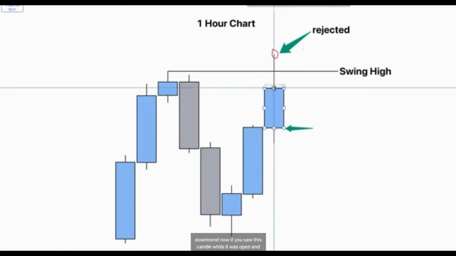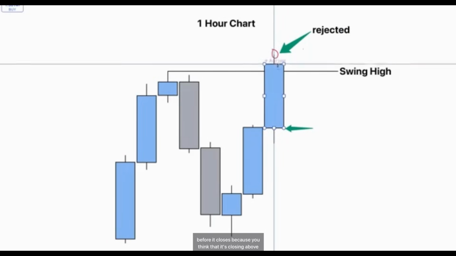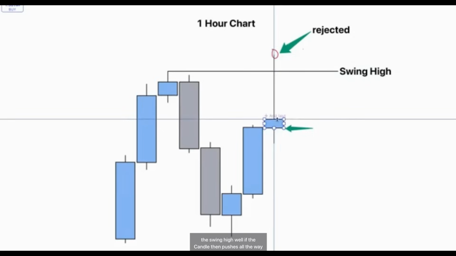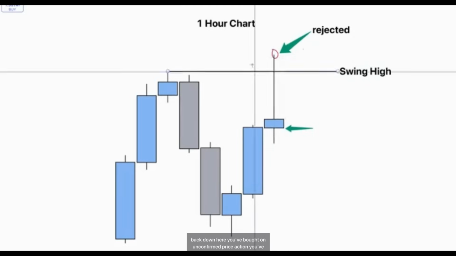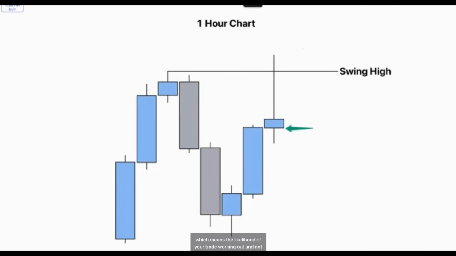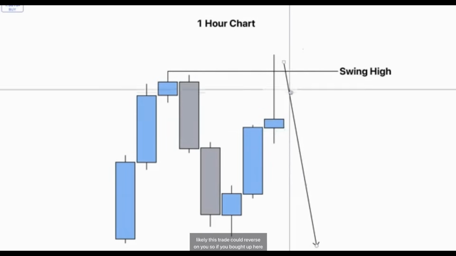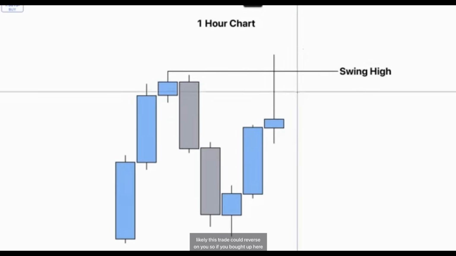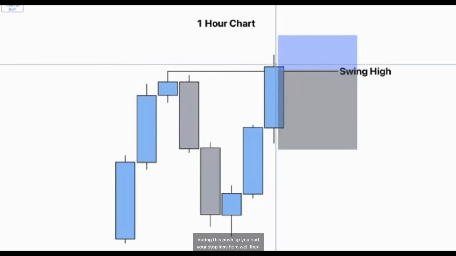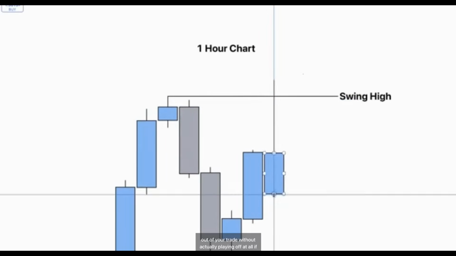Now, if you saw this candle while it was open and it's moving up and down, and you decide to buy this candle before it closes because you think that it's closing above the swing high, well, if the candle then pushes all the way back down here, you've bought on unconfirmed price action. You've actually bought into a rejection of higher prices, which means the likelihood of your trade working out and not instead doing this is now considerably lower, and it's likely this trade could reverse on you. So if you bought up here during this push up, you had your stop loss here, well then it's very possible the market could even sink and stop you out of your trade without actually playing off at all.